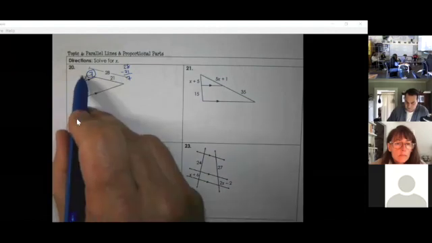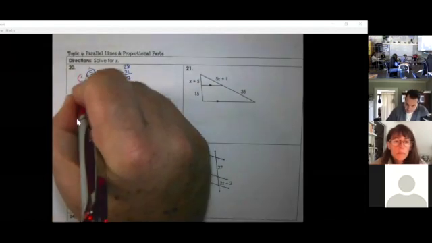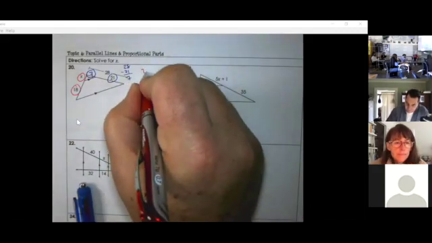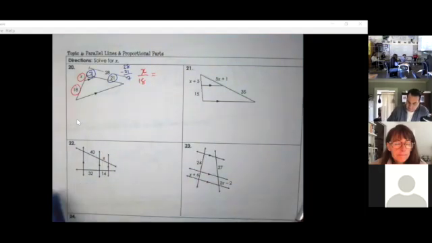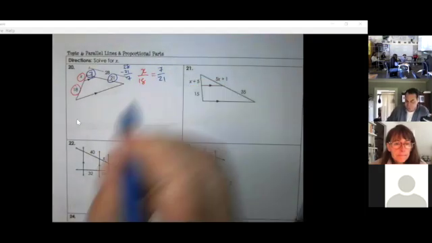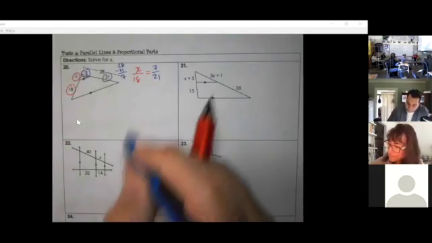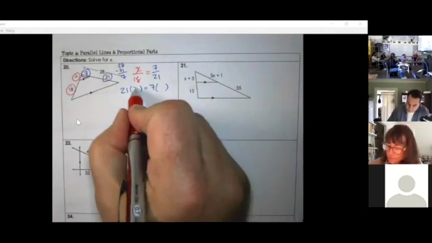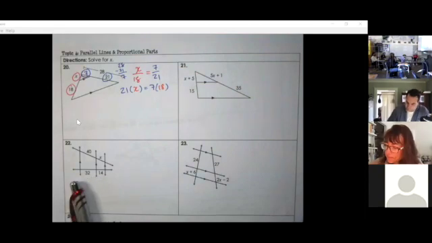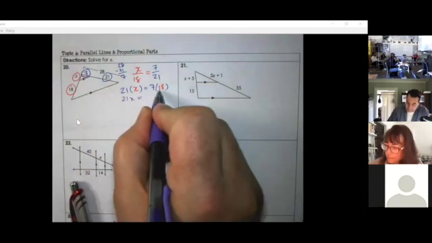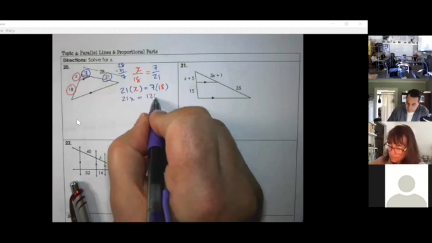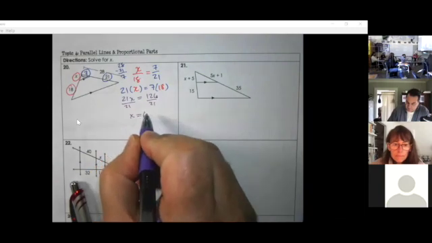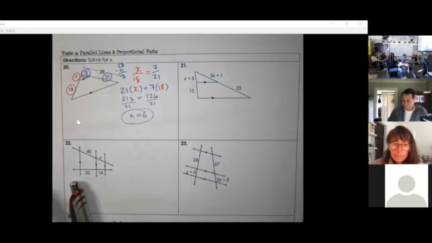So now we can create the proportion. We could say that those two are in the same proportion as these two. So x is to 18 as 7 is to 21. And we can cross multiply. So 21 times x equals 7 times 18. 21x equals 126. Divide by 21, divide by 21, x equals 6. It asks for x, we've found x.